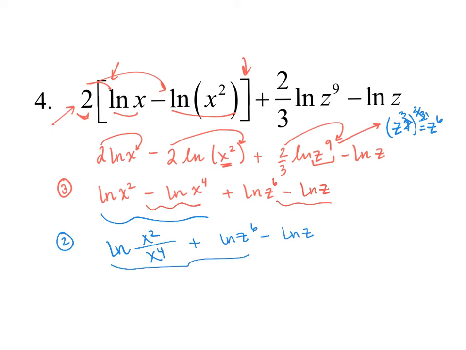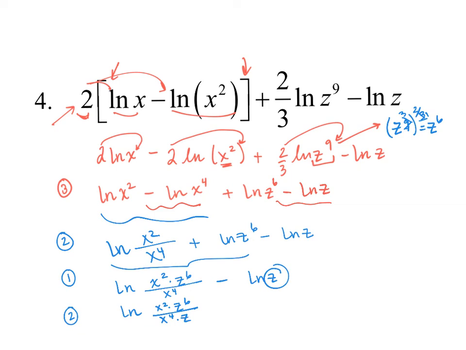Then these could combine together, and so by 1, the product rule, that can turn into a single log of them multiplied together, so it would be x squared times the z to the 6th, and then that's over x to the 4th. Minus still just that natural log of z. So then by the quotient rule, which was our second guy, this would become natural log. When you're subtracting, this will become divided by z. So it will be x squared times z to the 6th over x to the 4th times z.